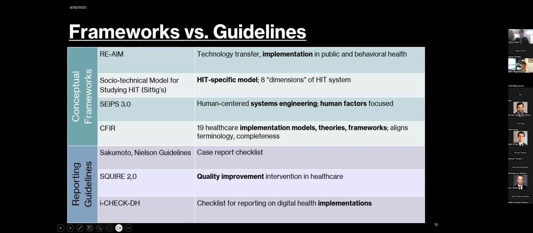SQUIRE, this should be a 3.0, but there is a 2.0 as well. This actually is pronounced I-CHECKED, which is convenient, and it's described in the first sentence. And then Matt is our case report checklist expert, and we joke that he has the Sakumoto and Nielsen guidelines. And for me, this was one of the first papers that I found really helpful for getting a sense of what clinical informatics case reports could look like. And so I think as a starting point, this is very digestible and worth checking out.